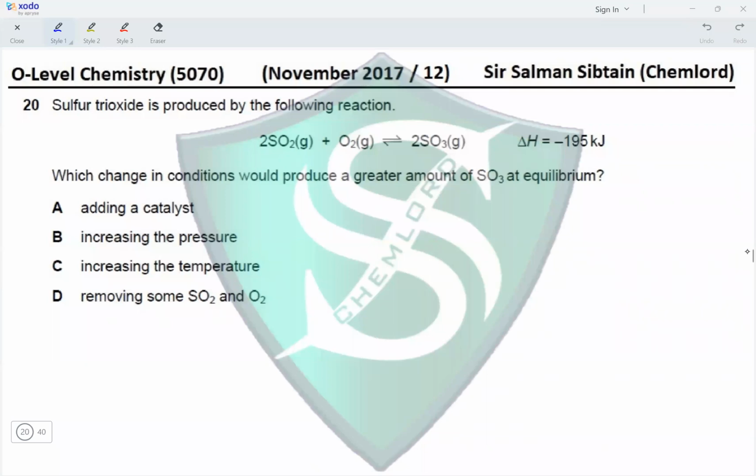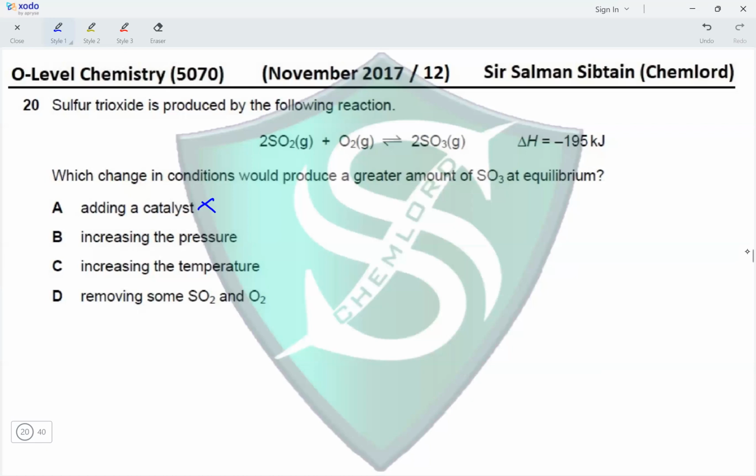Question 20. Sulfur trioxide is produced by the following reaction. 2SO₂ gas plus O₂ gas gives 2SO₃ gas, and the ΔH is negative, making this an exothermic reaction. Which change in condition would produce a greater amount of SO₃ at equilibrium? So the equilibrium needs to be favored in the forward direction. Adding a catalyst only speeds up the rate of reaction. It has no effect on the equilibrium shifting towards the left or the right.